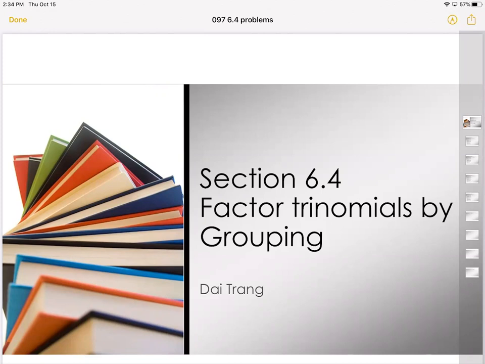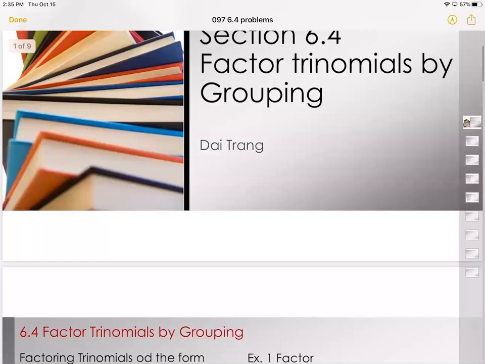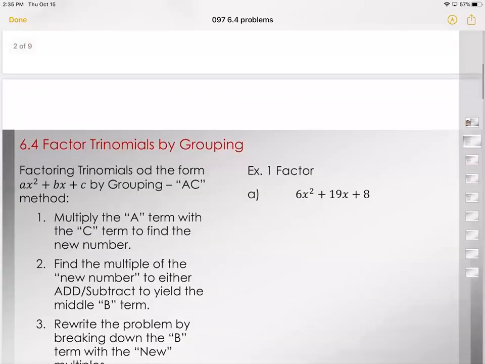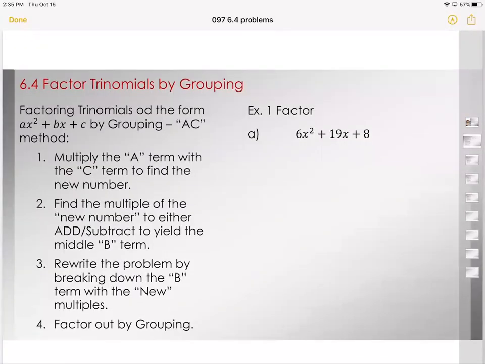And when I started teaching, I saw it's kind of hard to tell you guys to just go out there and guess until you guess it right. So if you don't like the guessing method, the try and error, we have this method we call the AC method, or factor trinomial by grouping. Okay, so let's take a look at this thing here.